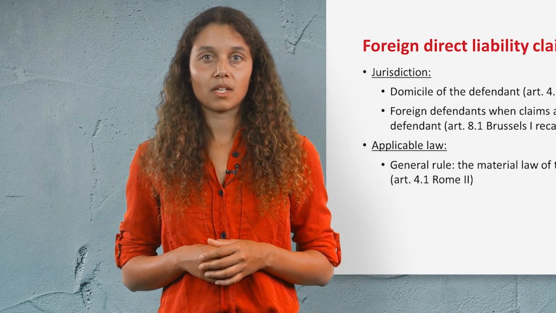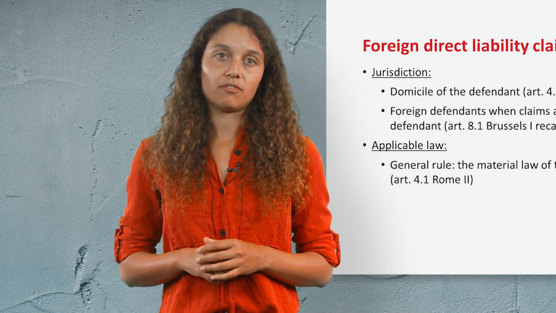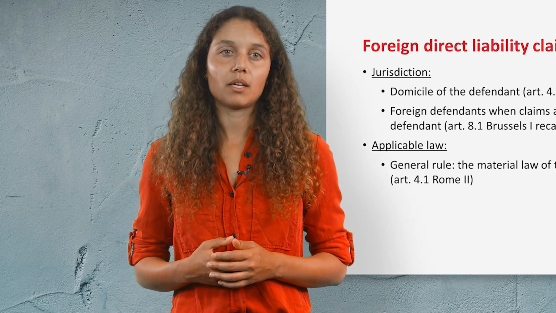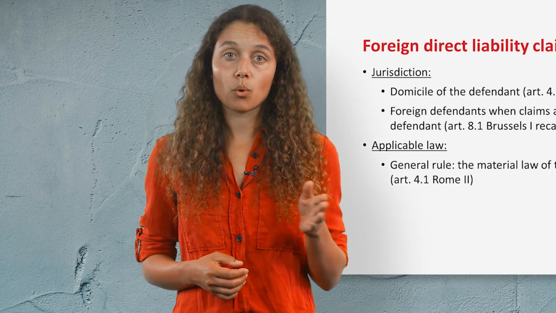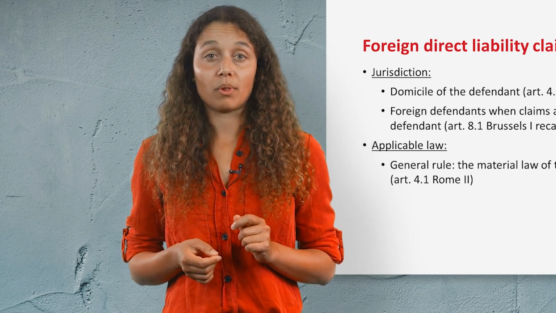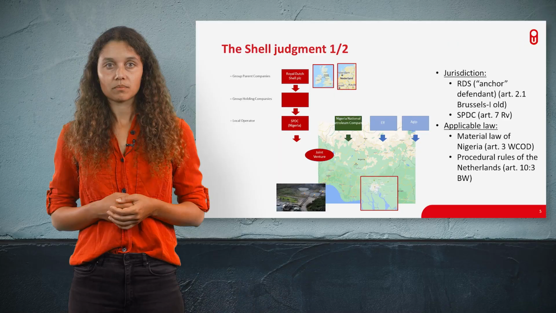EU. Second, the material law that will be applied in foreign direct liability claims will in general be the law of the country in which the damage occurred, as is prescribed by the current Article 4.1 of the Rome II regulation. The procedural rules applied will be those of the country in which the lawsuit is filed, however.